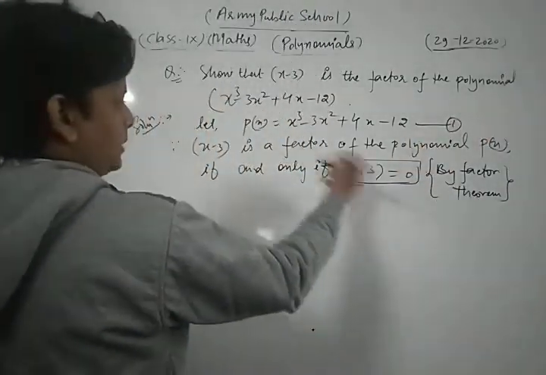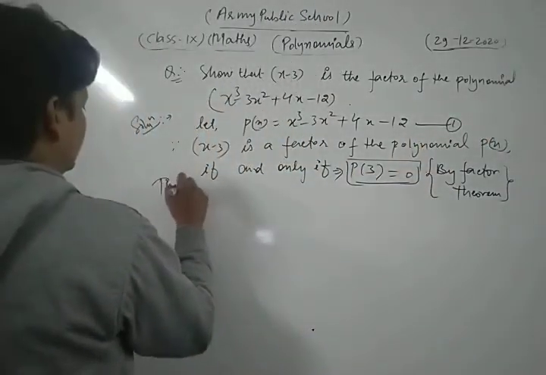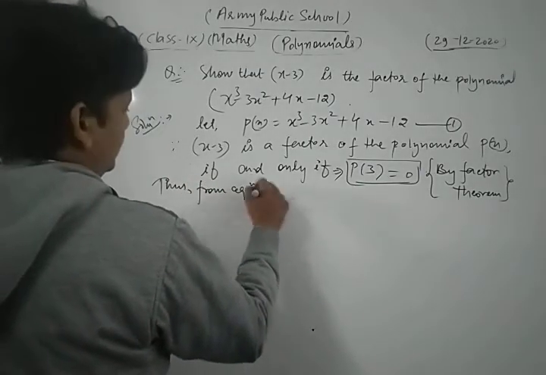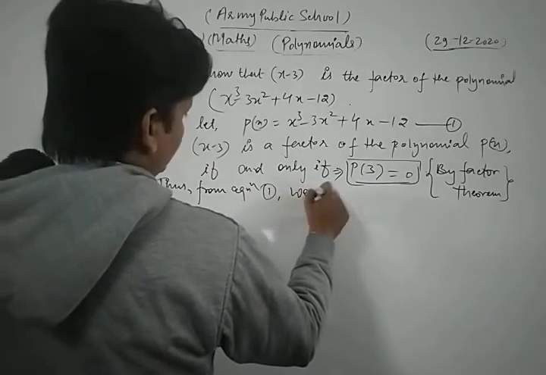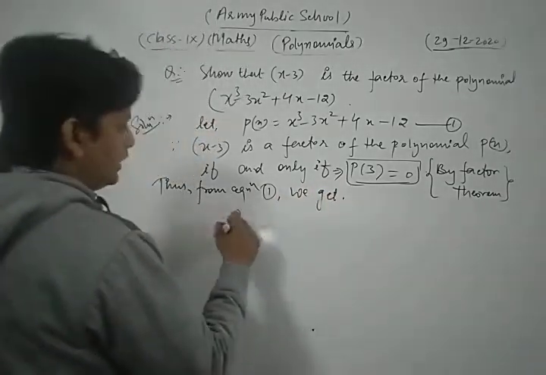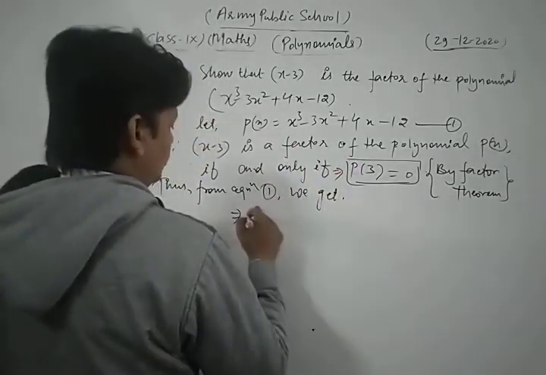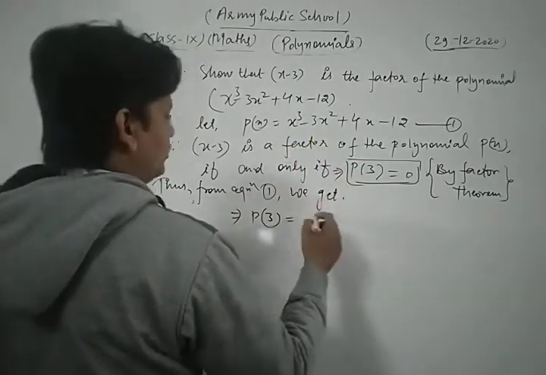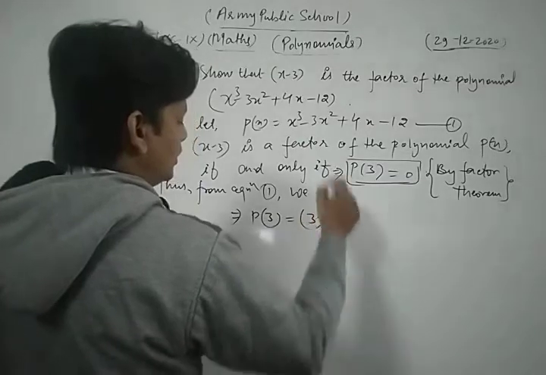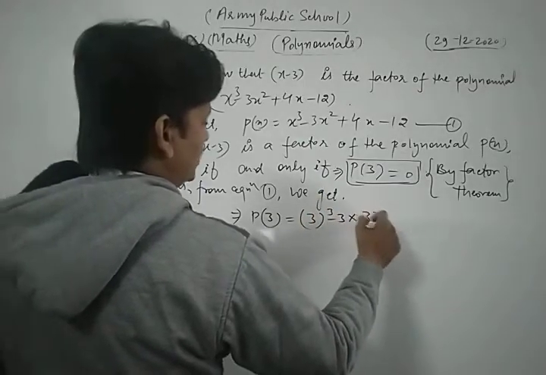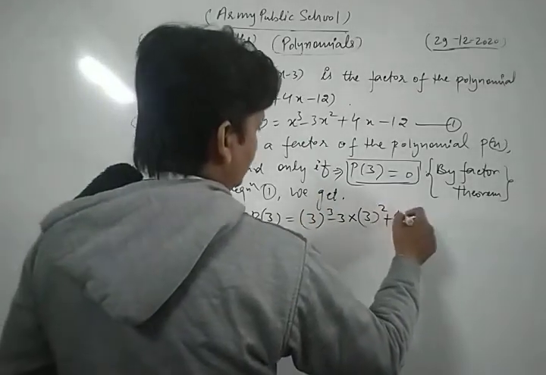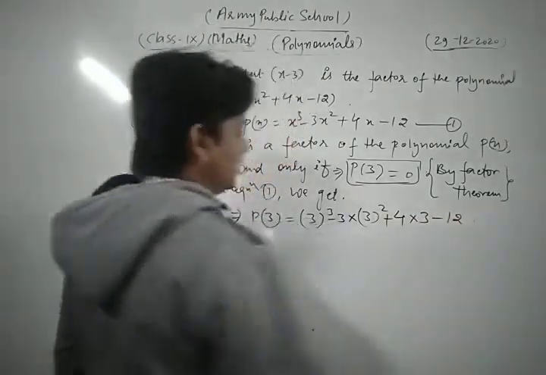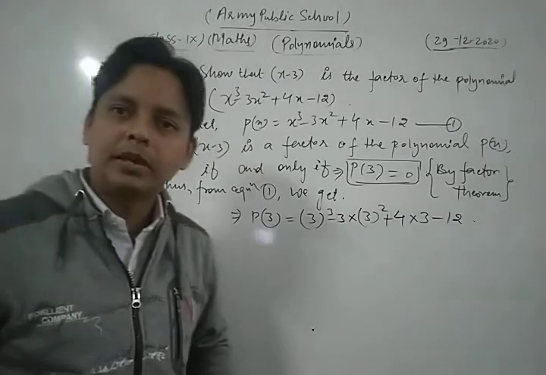Thus, we replace x by 3. From equation 1, what do we get? Let's see. We just replace x by 3. So p(3) is equal to 3³ − 3 × 3² + 4 × 3 − 12.